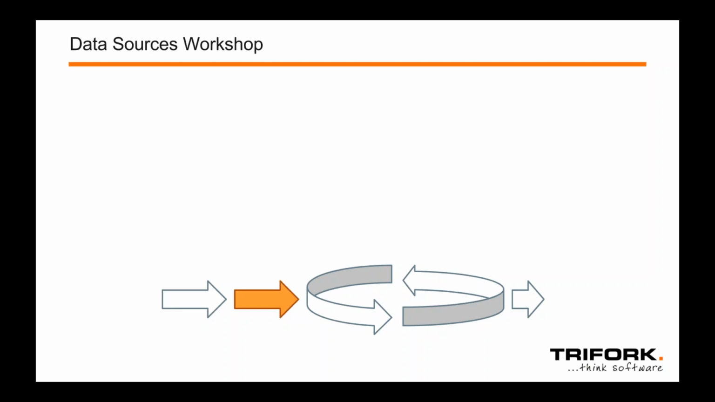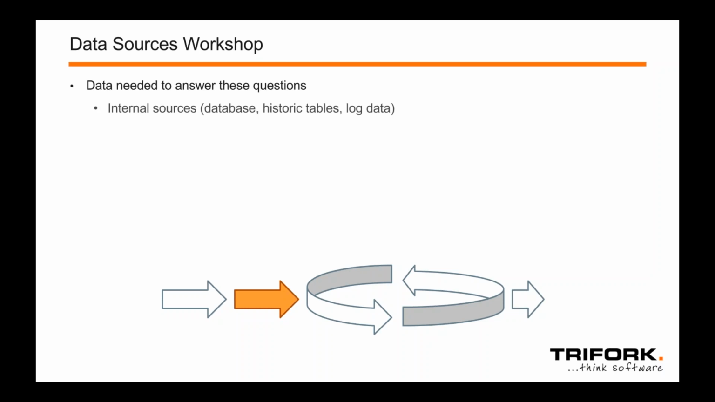Now, after we've set up these questions, the optimizations and the things you would want the system to provide you with, then we need to know what kind of data is there to provide the answers for that. Do we have that all internally? That could be a database, historic tables, or log data. Or do we need external sources such as weather or traffic or any of these kinds of things?